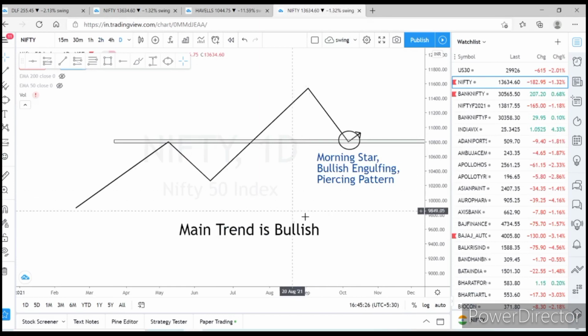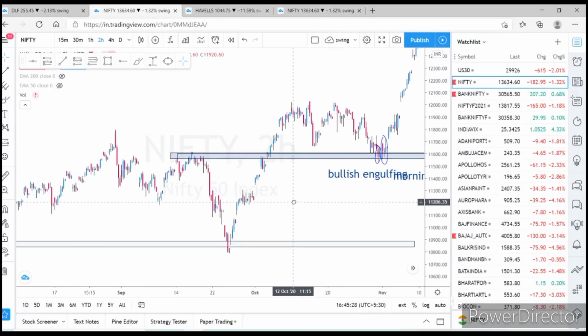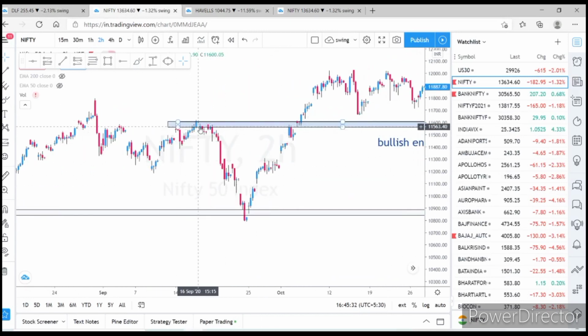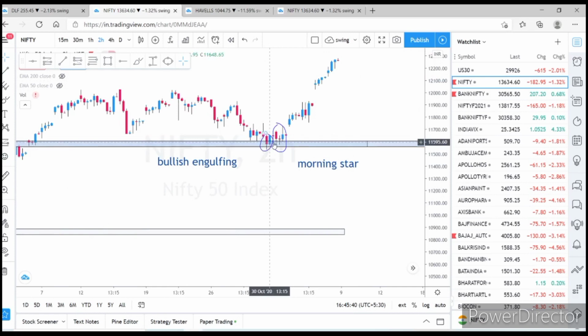So we can use this candlestick pattern on an index also. This is the Nifty chart. As you can see, Nifty is in an uptrend. Nifty made resistance here, came back, it broke the resistance, and again look, it came back to the resistance level and made a bullish engulfing. These two candles made a bullish engulfing, and the next 3 candles made a morning star.